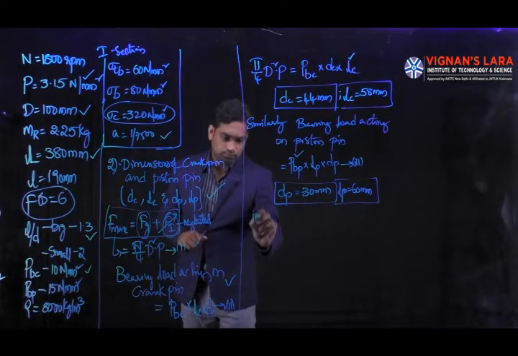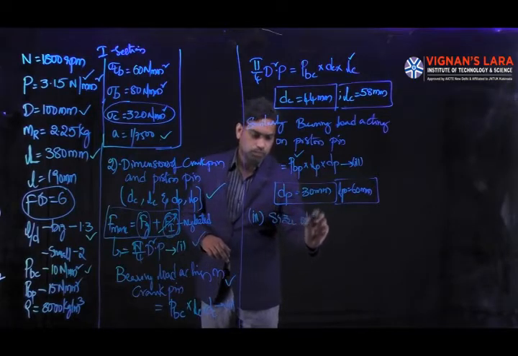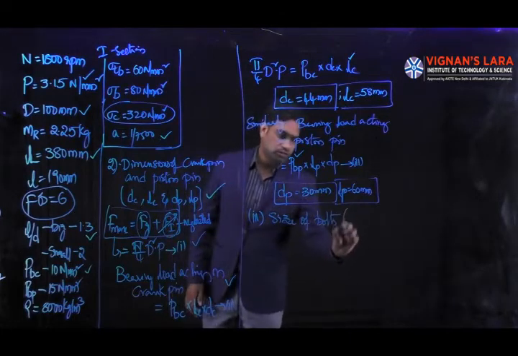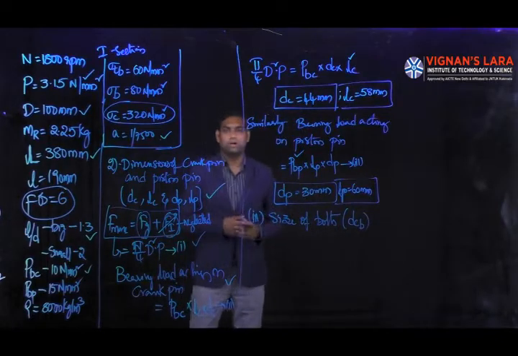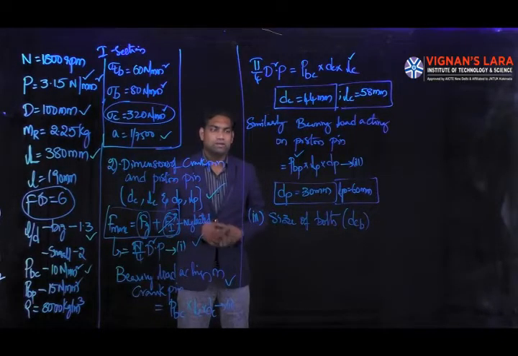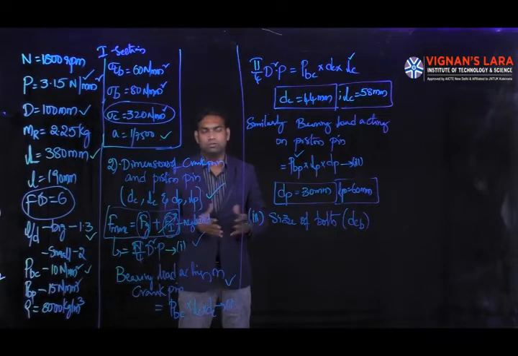And step number three is that you need to calculate the size or the dimensions of the bolts. For that, let us consider DCB, where DCB means the core diameter of the bolts that we need to calculate. Here, for fixing at the big end of the connecting rod, the cap is going to be assembled by means of bolts. In general, we can use two bolts to hold the cap to the body. So we can take the number of bolts as two. Here the bolts are subjected to tensile forces.